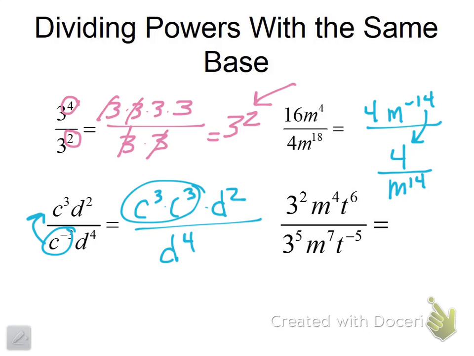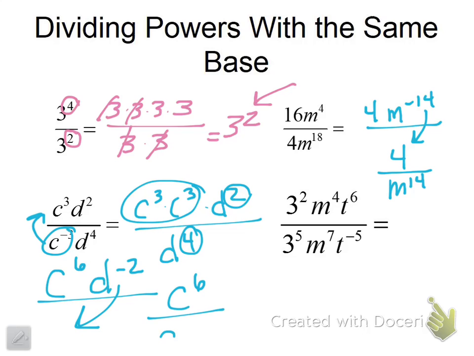So we add these because we're multiplying them. So we're going to get c to the 6th. And then 2 minus 4 is negative 2. We've got to flip it to the bottom. So we're going to get c to the 6th over d squared.